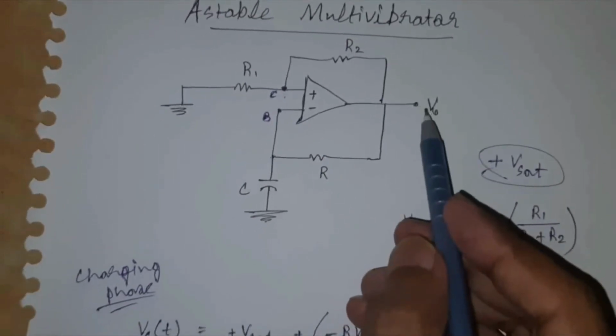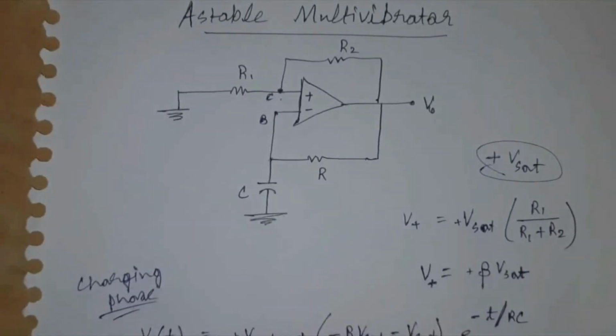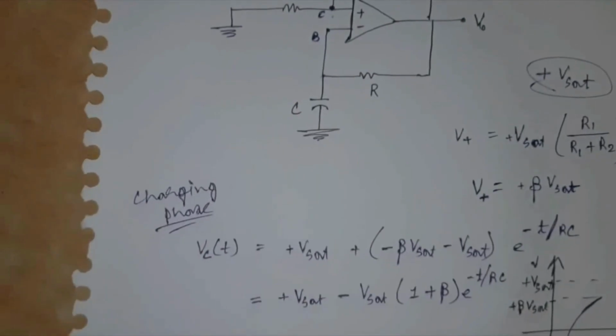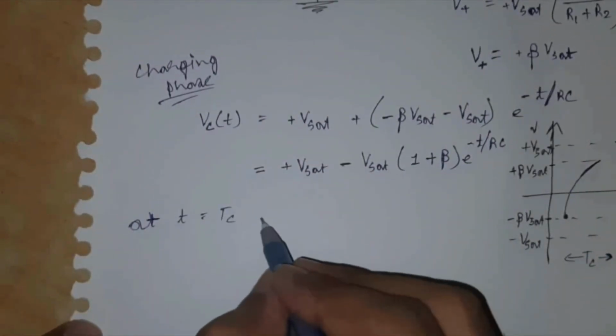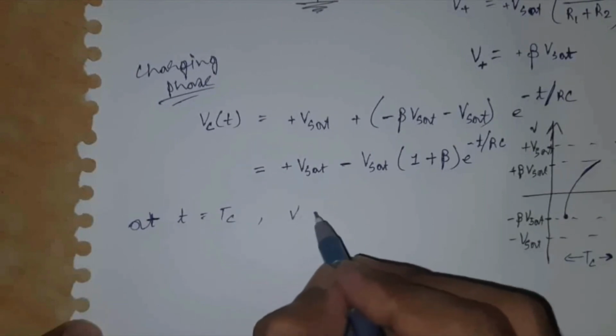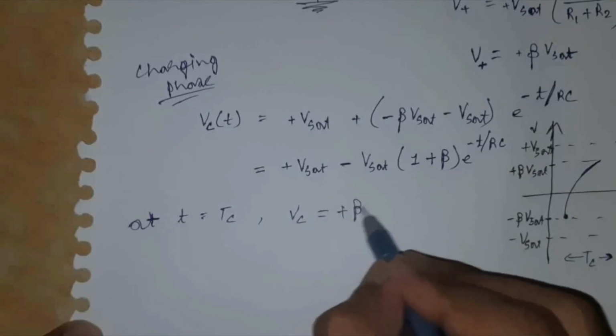So we have to find the time at which this capacitor value reaches plus beta Vsat. I think you might have got the point. We have to find the time, that is, let us suppose at t is equal to Tc, the Vc reaches plus beta Vsat.